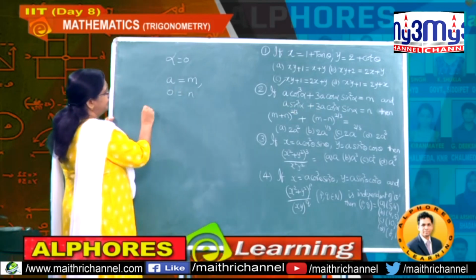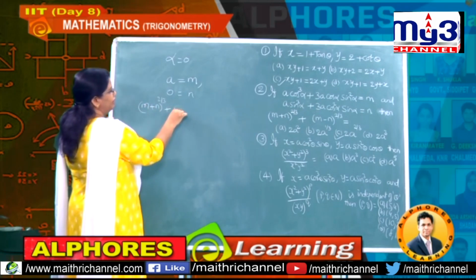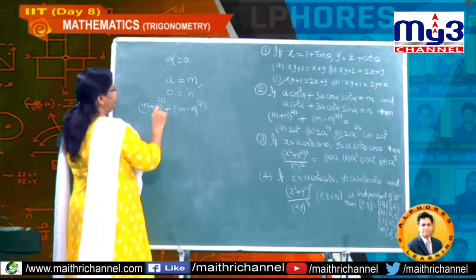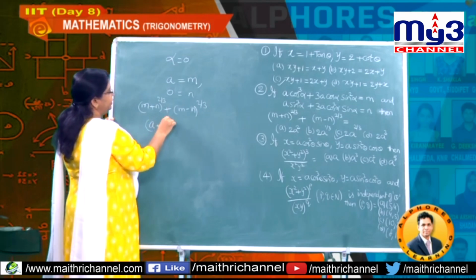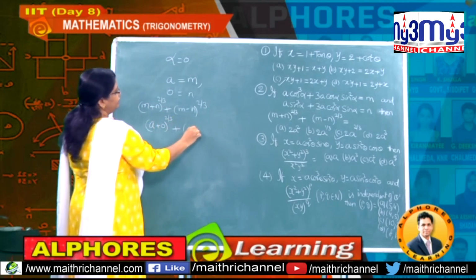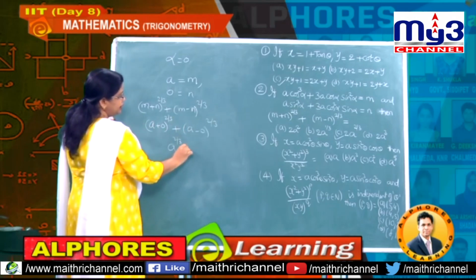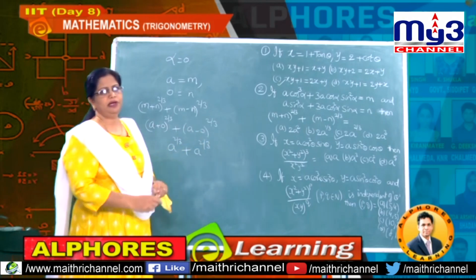Now I substitute in (m plus n) power 2 by 3 plus (m minus n) power 2 by 3. Understand? If I substitute, what is the m value? (a plus 0) power 2 by 3 plus (a minus 0) power 2 by 3, which is a power 2 by 3 plus a power 2 by 3. So what is the answer? 2 times a power 2 by 3.